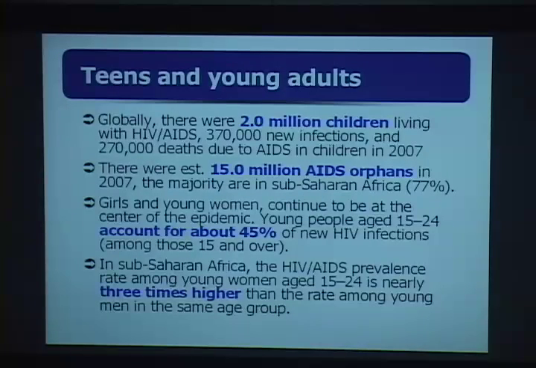Another aspect of the heterogeneity and disparities that we see with the global HIV epidemic is the heterogeneity which occurs by age. And I'm including this because as we move to look at the US epidemic, we'll begin to see aspects of the age group heterogeneity reflected in the US epidemic as well. So globally, there are about 2 million children living with HIV/AIDS, and each year about 370,000 new infections are occurring among teens and young adults, and about 270,000 deaths occurring among young people in 2007.